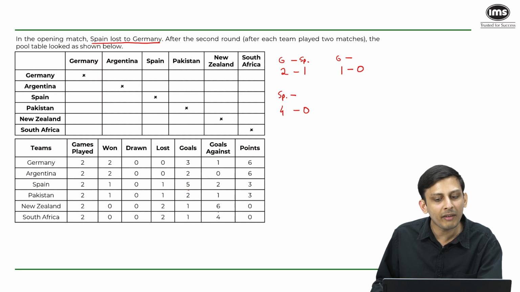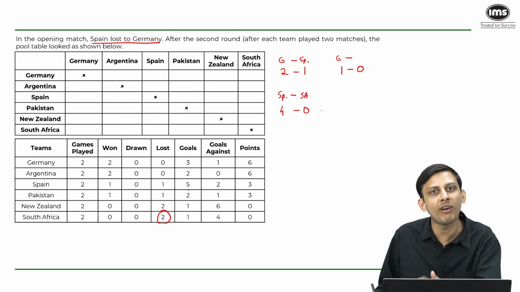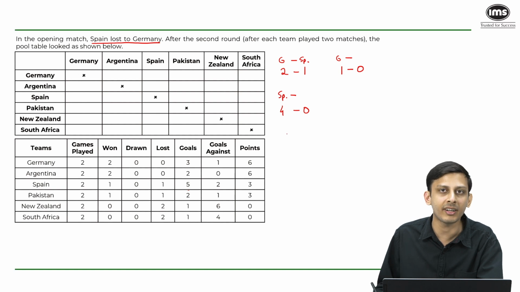Now, can it be South Africa? If I put South Africa here, that South Africa is conceding 4 goals in this match, the problem will be that South Africa will not be able to concede any goals in its other match. It's already conceding all the 4 goals here. So it will not concede any goals in its second match. And that will be inconsistent with this data that South Africa is losing both of its matches. Because if in the other match South Africa is not conceding even 1 goal, how can it lose the match? So this other team cannot be South Africa. And therefore, the only possibility is that this other team will have to be New Zealand.